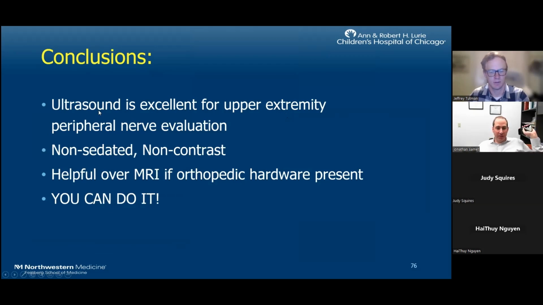So just in conclusion for this part of the talk, ultrasound is excellent for MSK, especially nerve ultrasound, and can be very helpful, and you can do it.